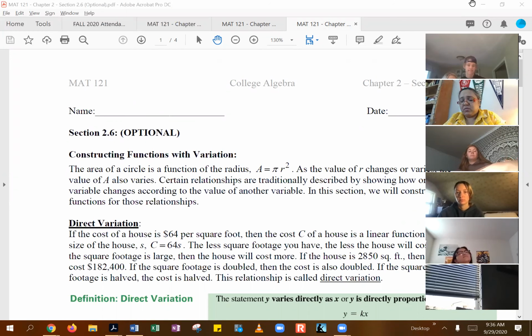I just want you to be aware that in 2.6, we are making the assumption that you are comfortable with variation and you have done variation in your previous class. So even though we're not using variation in this class, whichever one you end up going to next might be something where you need it. So you do have this handout in your D2L.